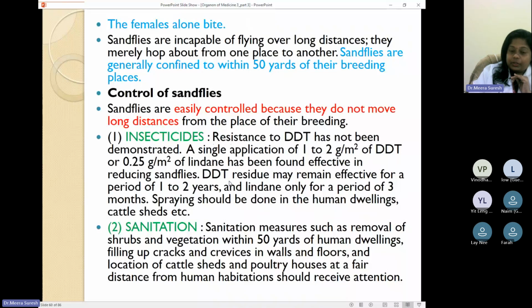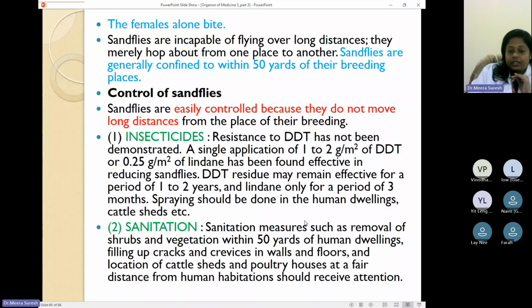So, because of its cost effectiveness and its longer residual action, we will be preferring to use DDT. But that itself can cause, as I told in the previous classes, various environmental troubles. If it is lindane that we are using, though the quantity used is very less, the residual action is also very less, so frequent repetition will be required. The spraying should be done in the human dwellings and also cattle sheds, because we saw that they mainly reside in stable, dark rooms, etc.